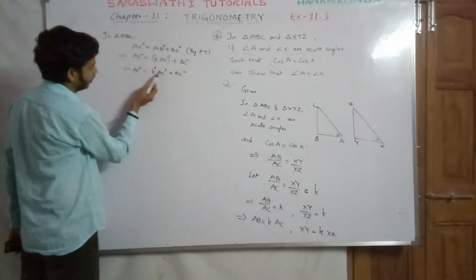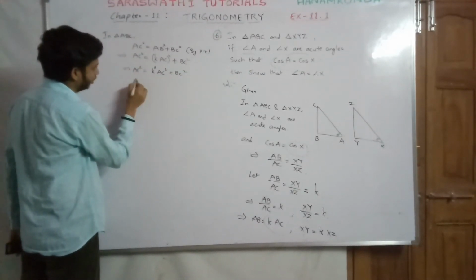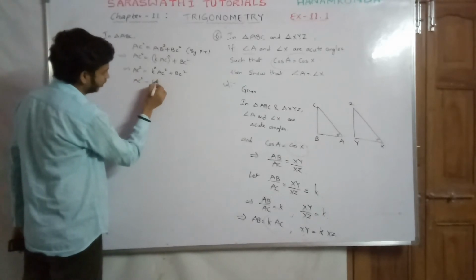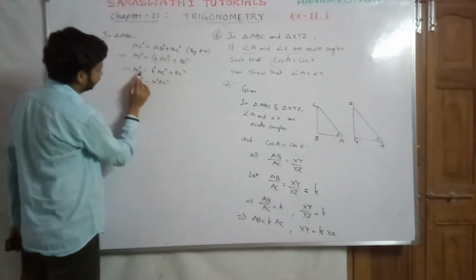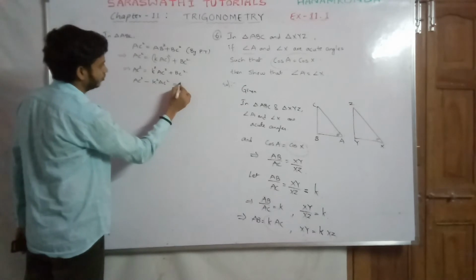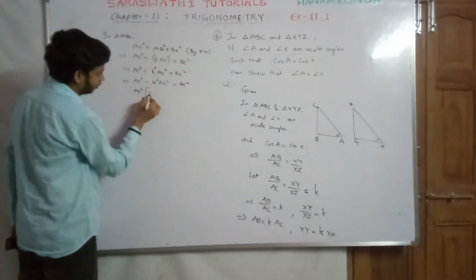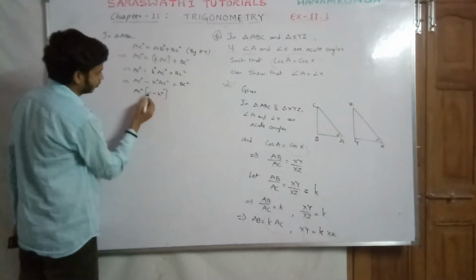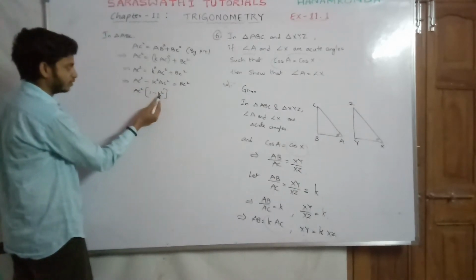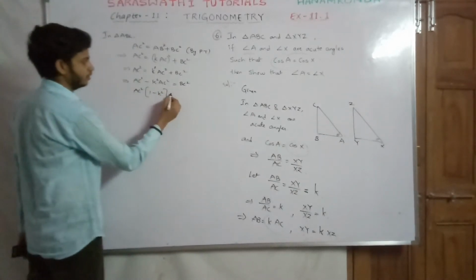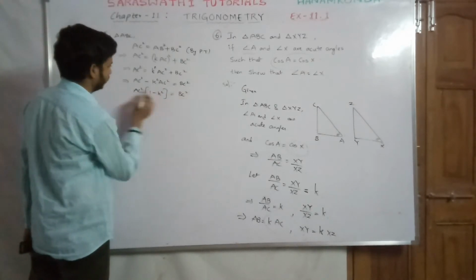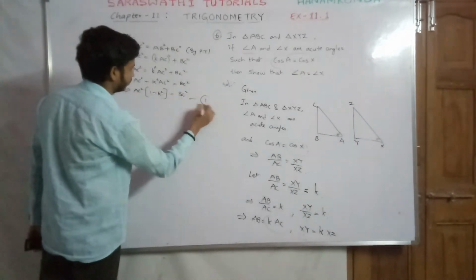Now this k square AC square comes to the left side and becomes minus k square AC square. So AC square minus k square AC square equals BC square. If you take AC square as common, then 1 minus k square will remain. So (1 minus k square) into AC square equals BC square. Let us take this as the first equation.